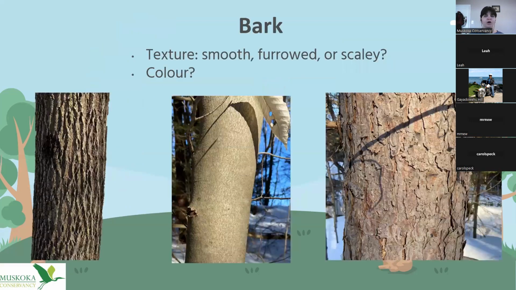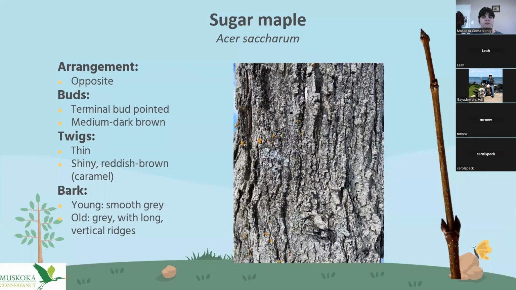And for our bark, you're going to be looking at the same things that we described for the coniferous trees. So whether it is rough in appearance with furrows and ridges like this one, whether it's smooth with no ridges, or whether it's got scaly and more flaky bark. And you'll also consider the color. And so with that, we'll jump into identifying some of our deciduous trees.